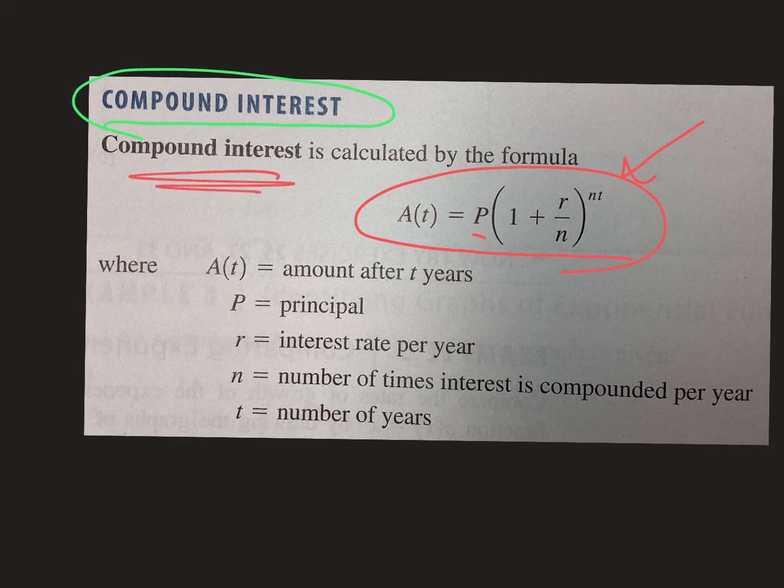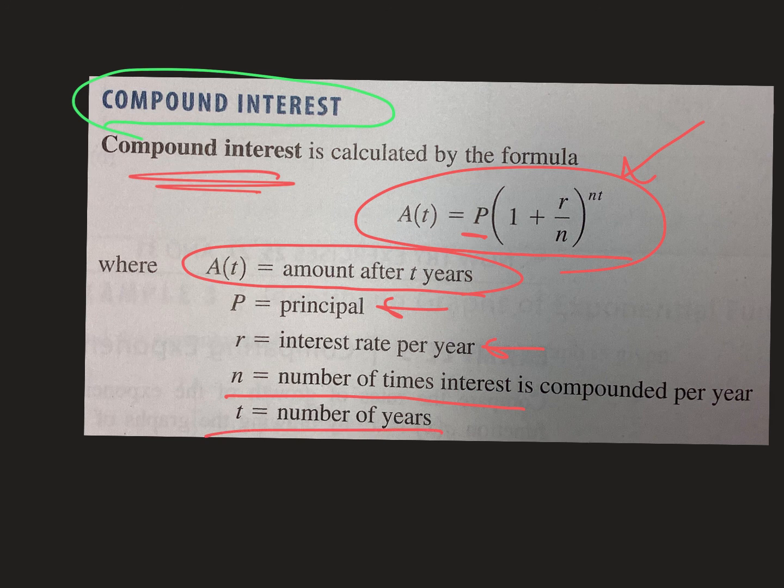Let's go through the letters real quick. The A of T basically means how much you have after T years. P is principal. Principal means how much money you start with, your starting amount. Your R is how much interest you're making, your rate of interest. N is the big deal. How many times a year is it being compounded? And we'll talk about that in just a second. T is number of years. How many years you can leave it?